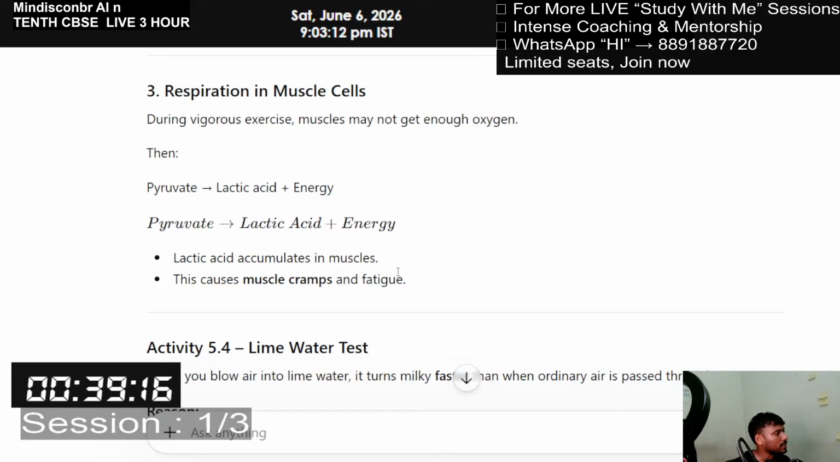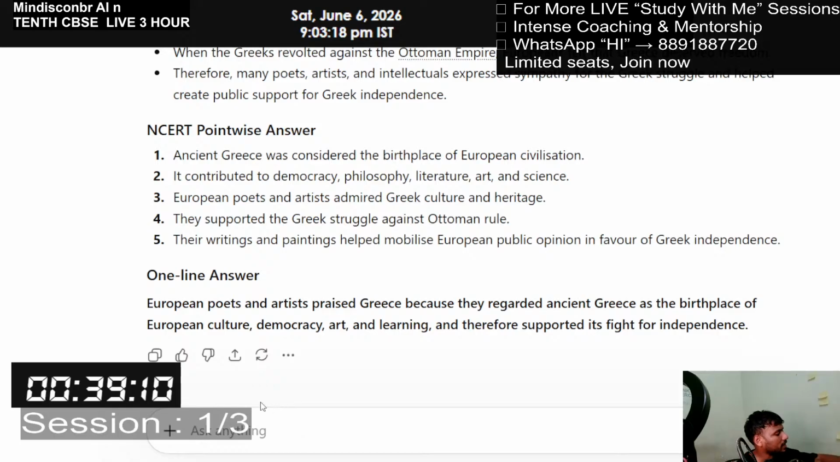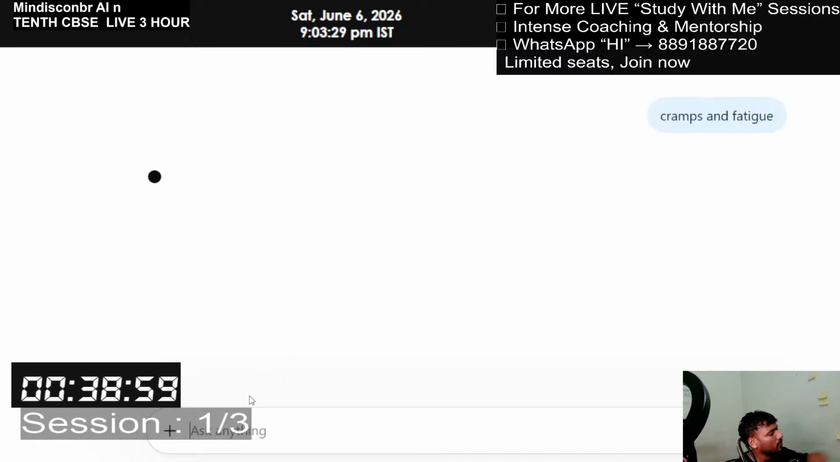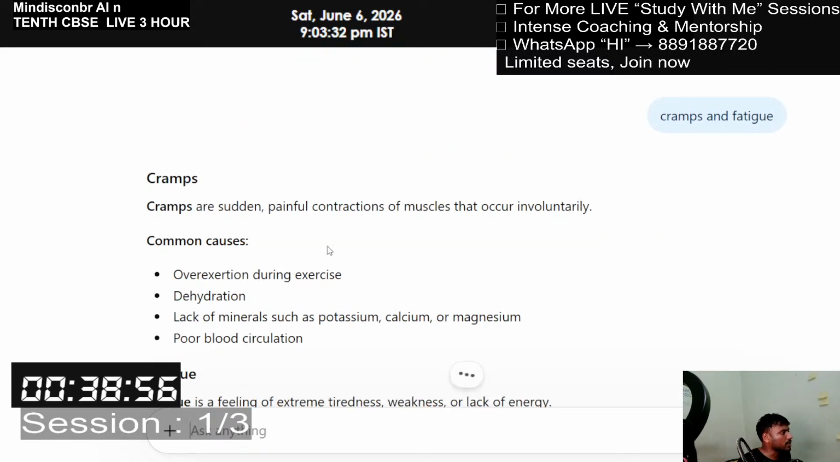Lactic acid accumulates in muscles. This causes muscle cramps and fatigue. What do you mean by cramps and fatigue? Cramps are sudden painful contractions of muscles that occur involuntarily. Common causes are overexertion during exercise, dehydration, lack of minerals such as potassium, calcium or magnesium, and poor blood circulation.